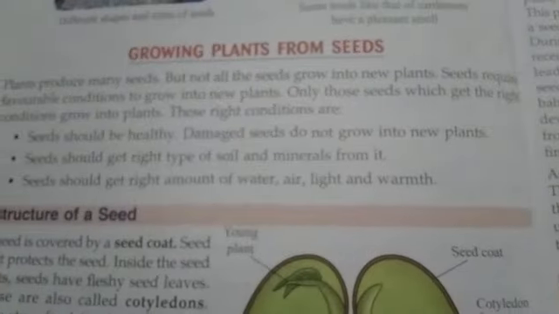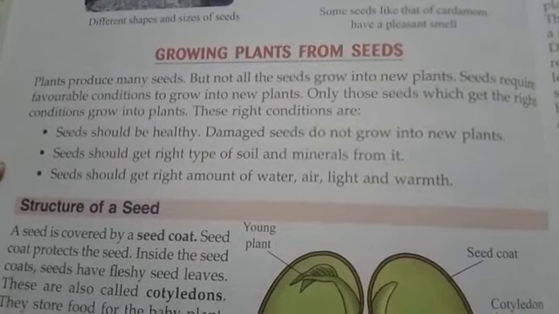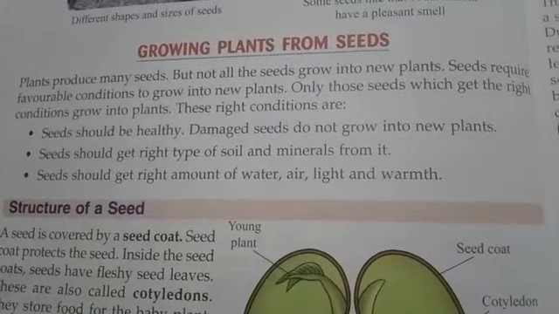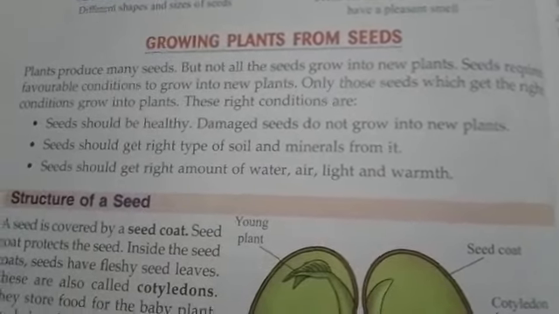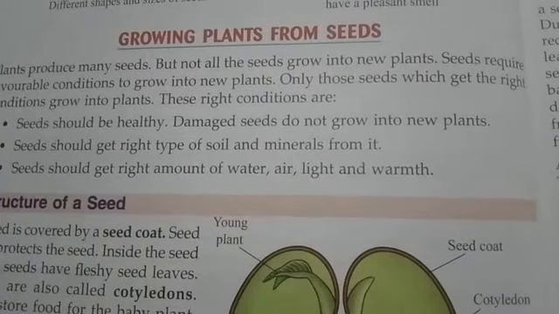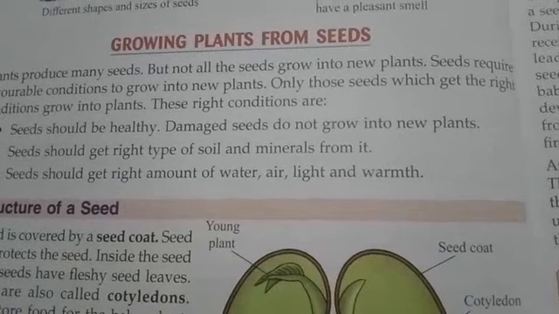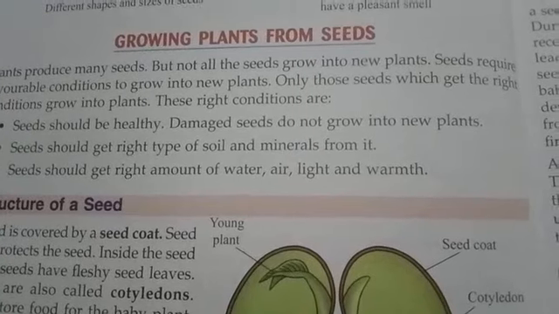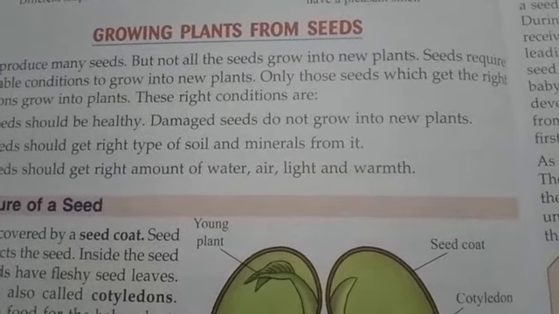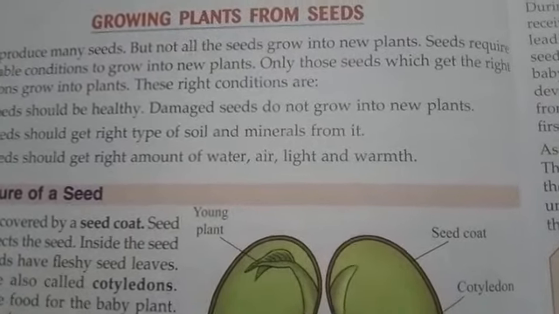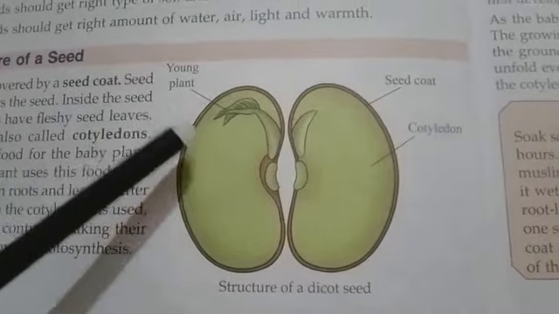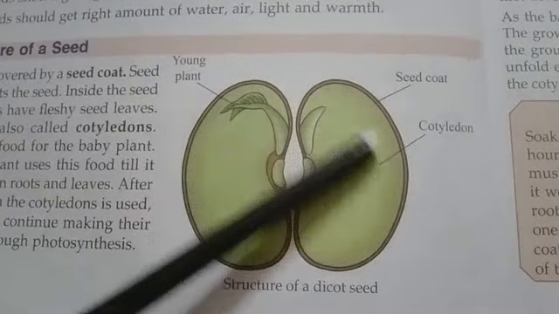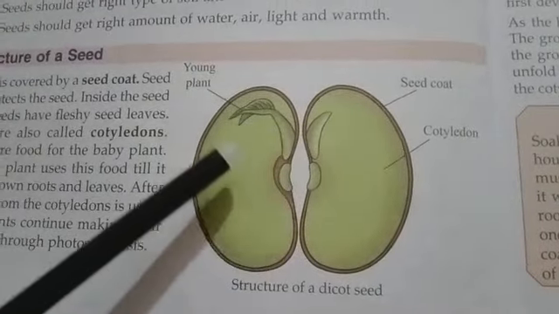Now, we know that growing plants always grow from seeds, and plants produce many seeds, but not all the seeds grow into new plants. Seeds require favorable conditions to grow, and only those seeds which get the right conditions grow into plants. Here in this picture you can see the structure of a seed. It has a young plant and a seed coat, and the cotyledon, from where the young plant gets its food.